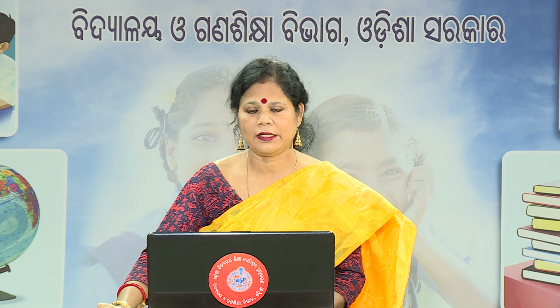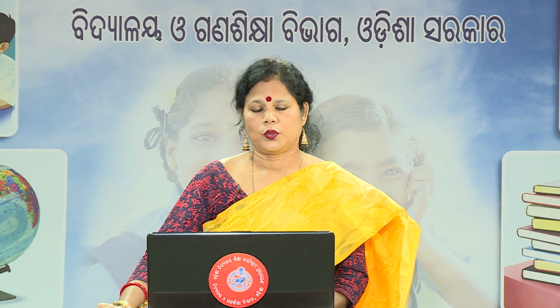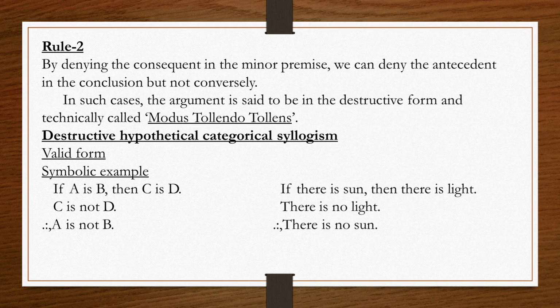So, there is no sun. This is a valid argument. And here the conclusion necessarily follows from the two premises taken jointly. So, this is your valid form of destructive hypothetical categorical syllogism. So, always remember the rule: by denying the consequent we deny the antecedent, but not conversely.